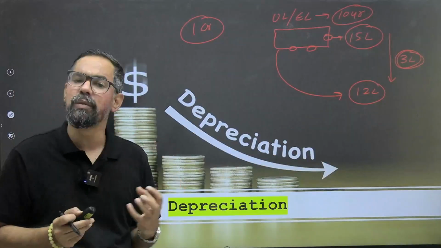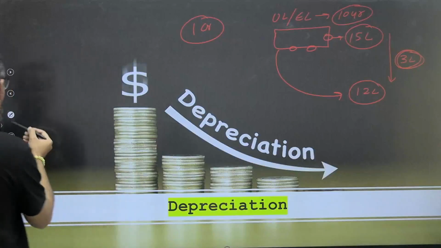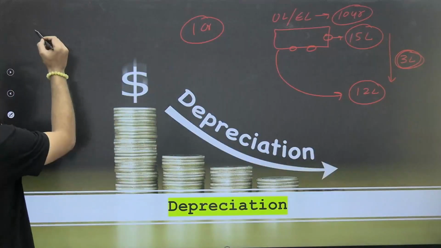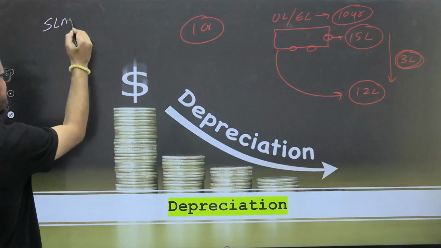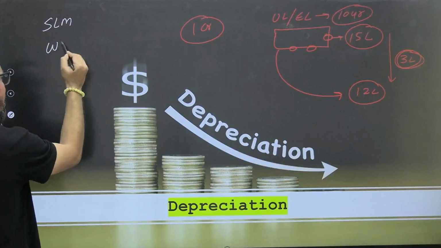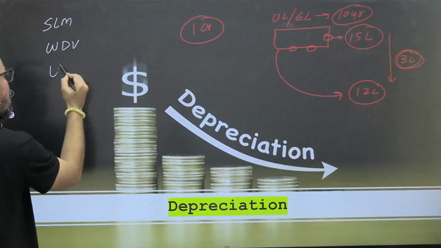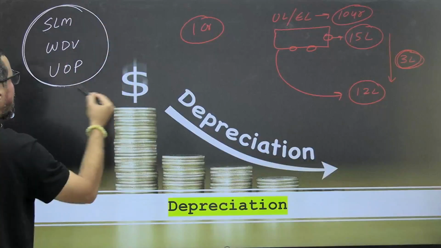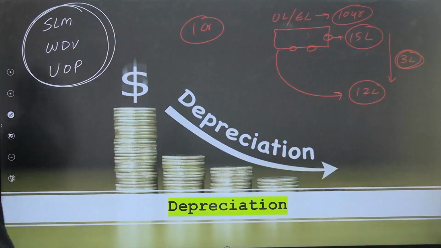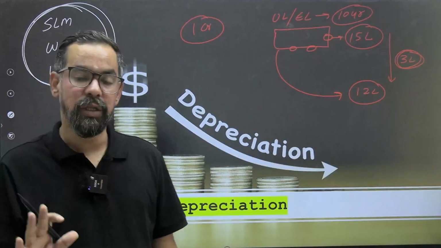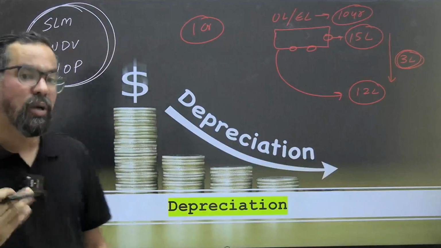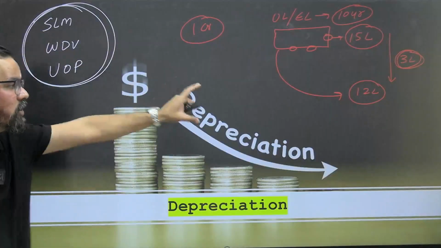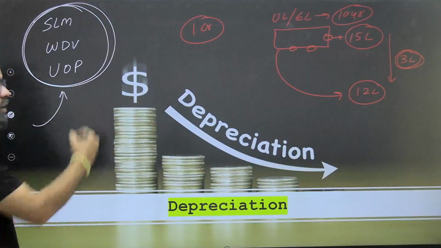Now most of the time you guys will face questions based on the straight line method, the written down value method, or the unit of production method. Why do they generally ask questions around these particular ones? Because these are the permissible methods as per the Indian accounting standard. So companies have to account for their depreciation by using these particular methods, right?